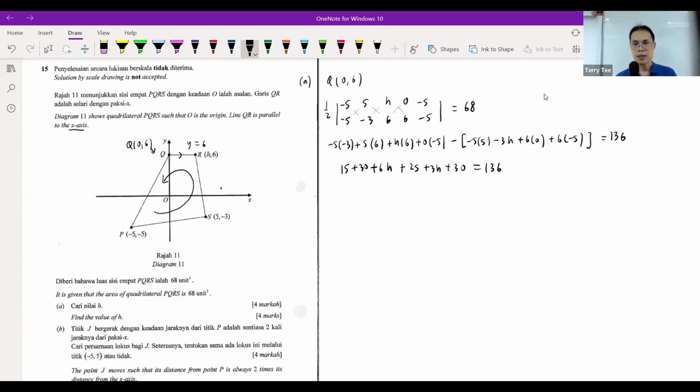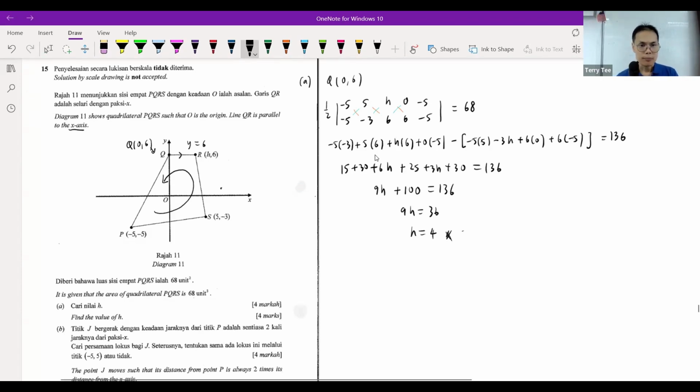Okay, so let's take 6 plus 3, that is 9h. 15 plus 30 is 45. 45 plus 25 is 70. 70 plus 30, that would be 100. So this is 136. 136 minus 100 is 36. 36 divided by 9, h is just 4. Okay, right. Now, let's move on to part B.